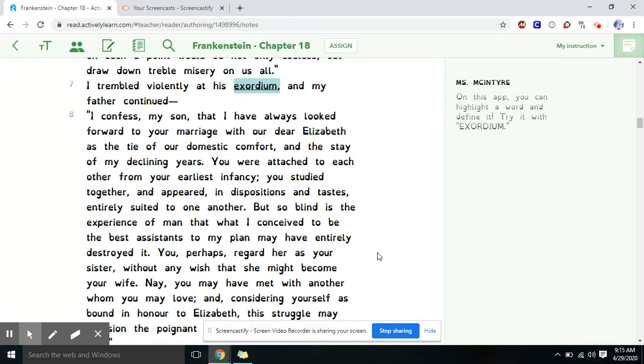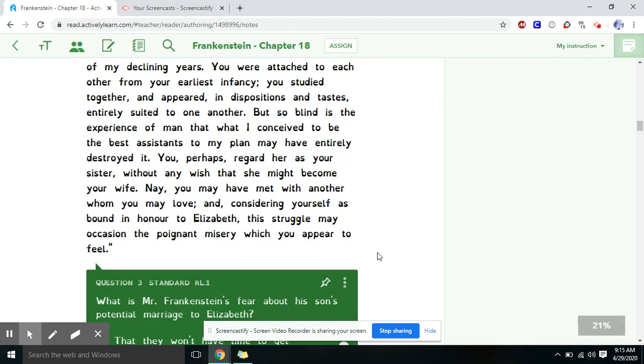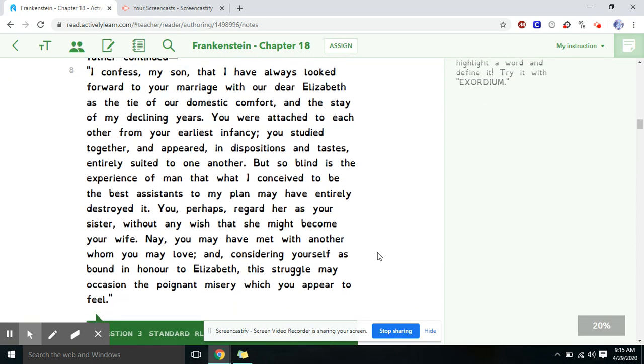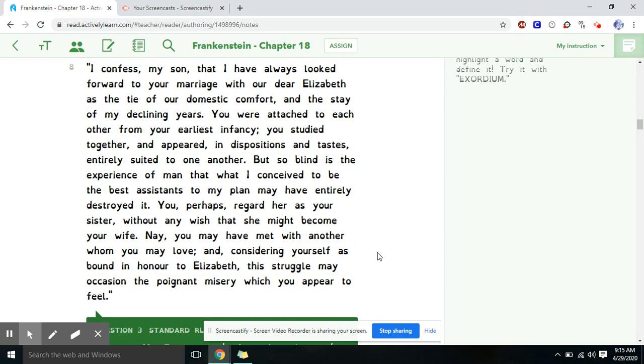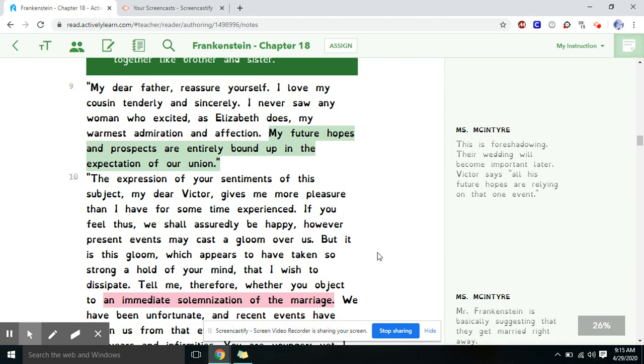You, perhaps, regard her as your sister, without any wish that she might become your wife. Nay, you may have met with another whom you may love, and considering yourself as bound in honor to Elizabeth, this struggle may occasion the poignant misery which you appear to feel.